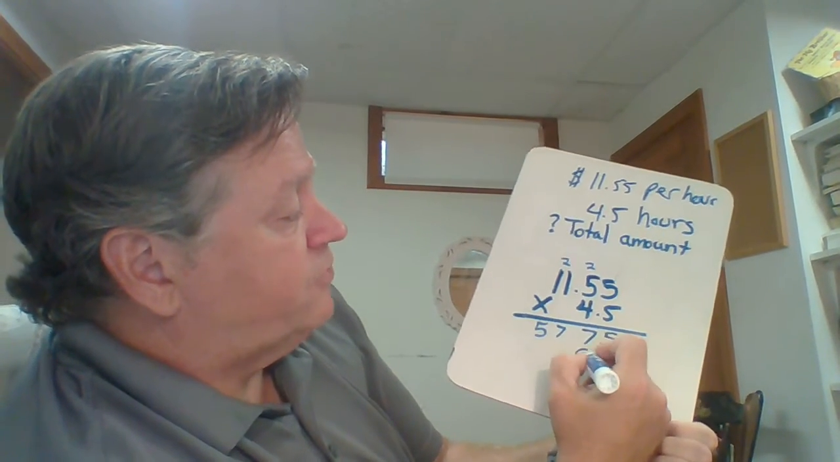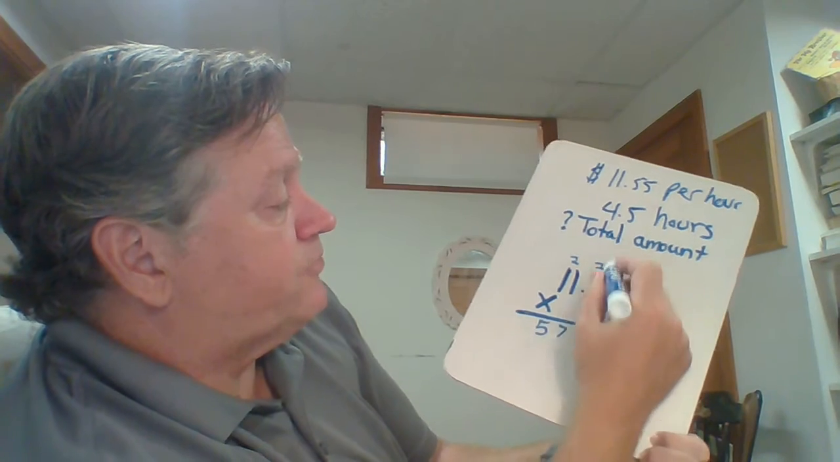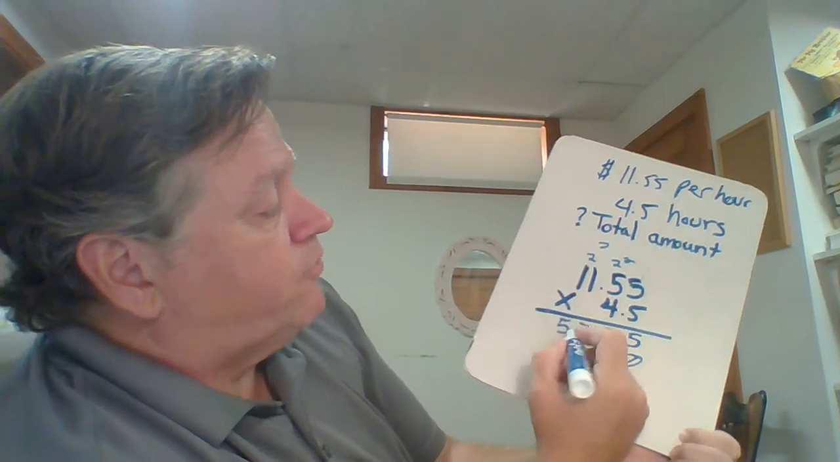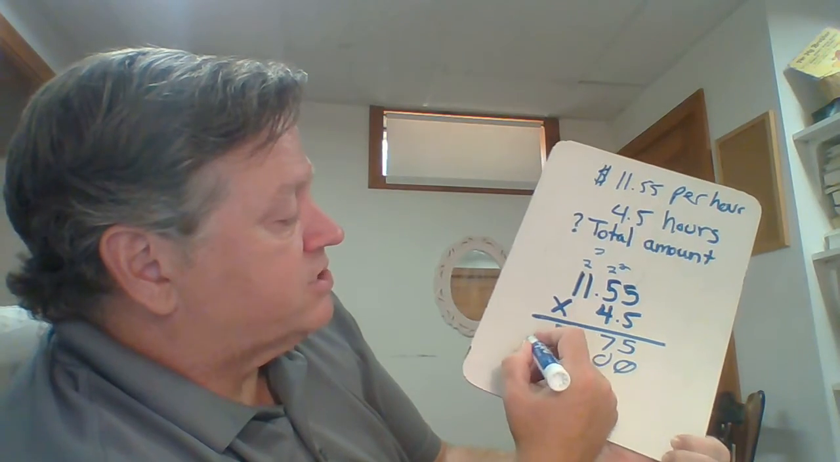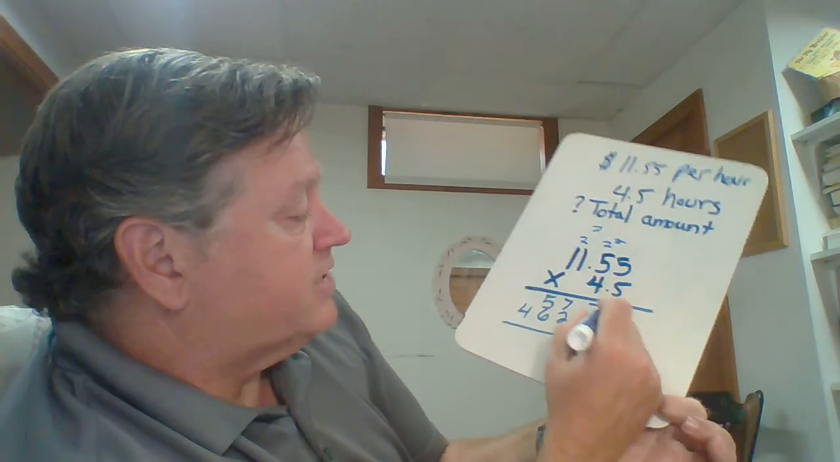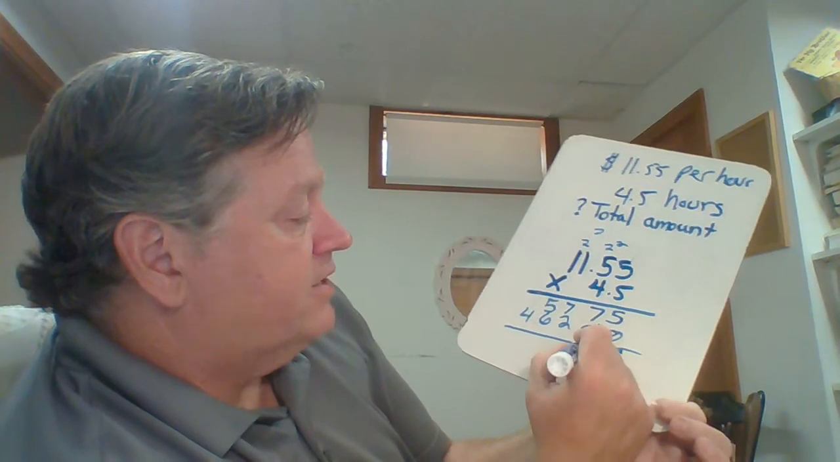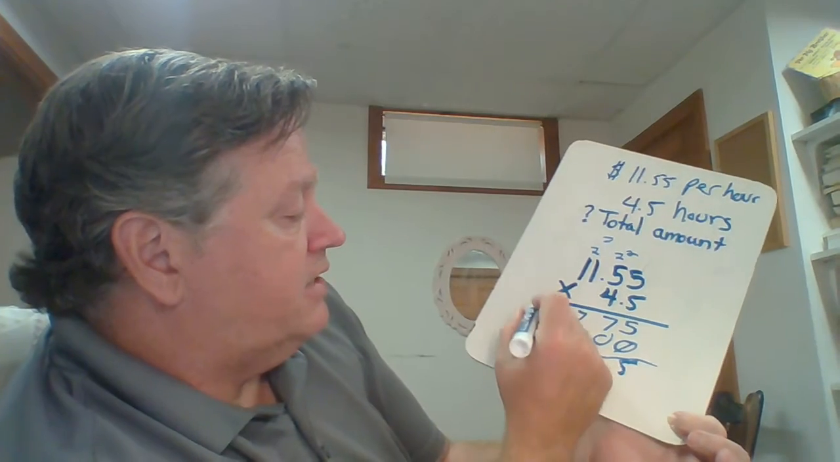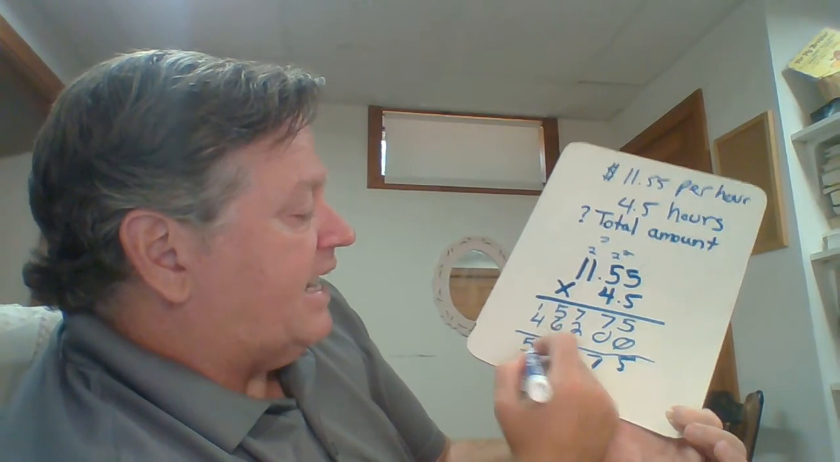And then 5 times 4 is 20. 5 times 4 is 20 plus the 2 is 22. 1 times 4 is 4 plus that 2 is 6. And then 1 times 4 is 4. So I end up with those two numbers. I have to add down: 5, 7, 9, 11, and 5.